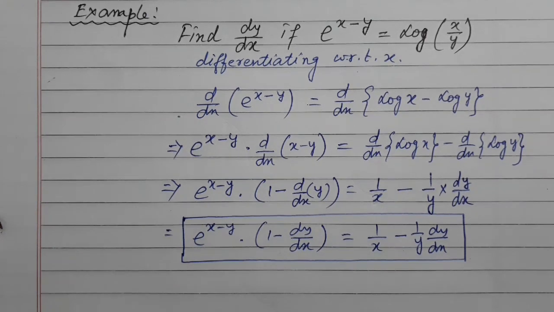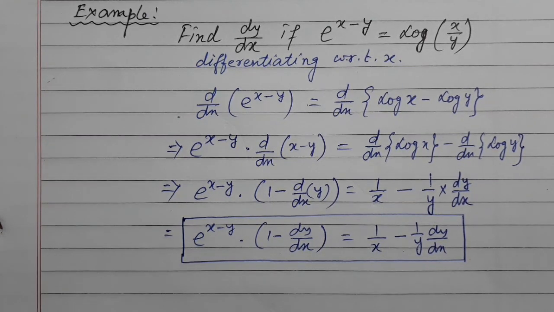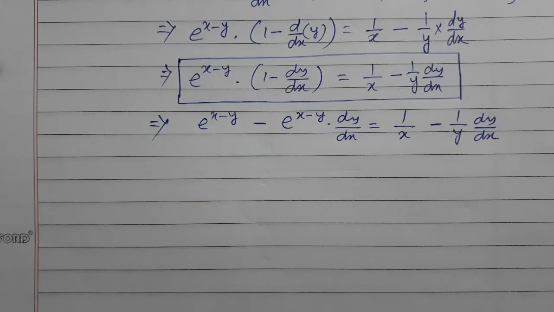After differentiating both sides, we can write e to the power x minus y into (1 minus dy/dx) equals 1 by x minus 1 by y into dy/dx. Now we will simplify the expression and put dy/dx on one side. For that we have multiplied e to the power x minus y inside the bracket, and then we will put all the terms with dy/dx on one side and the other terms without dy/dx on the other side.